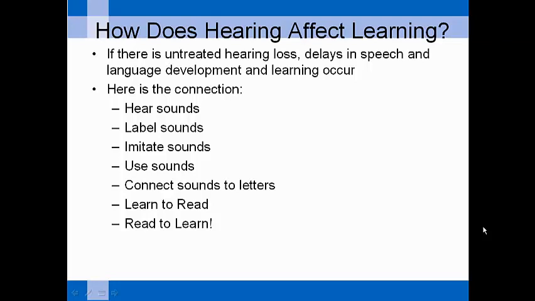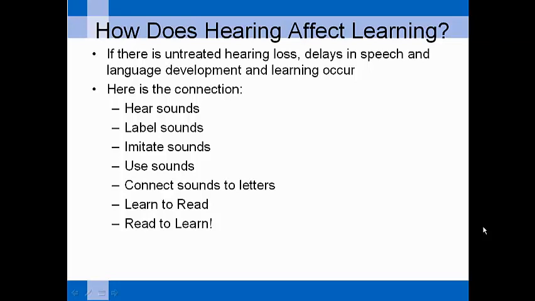So how does hearing affect learning? If there's untreated hearing loss, as we talked about, there's going to be delays in speech and language development, and that can really make it difficult for the child to learn later on, whether it's English, math, science, history, whatever the subject may be. So this is kind of what the connection is.